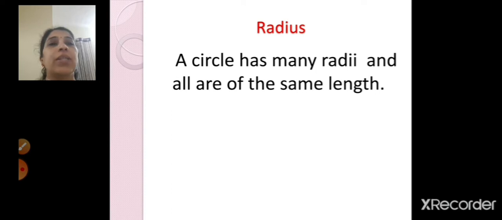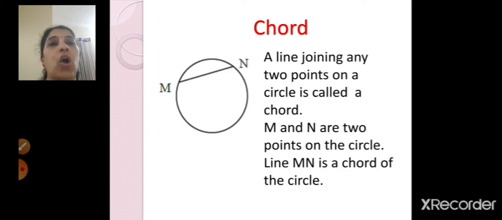Now let's move to the second component, that is the chord. Now what is a chord? A line joining any two points on the circle is called a chord. These definitions are important, children, because these definitions will come as fill in the blanks or true or false, right? So now what is a chord?